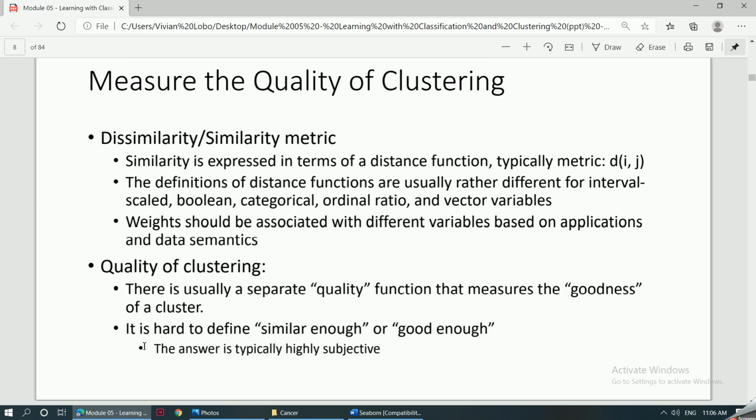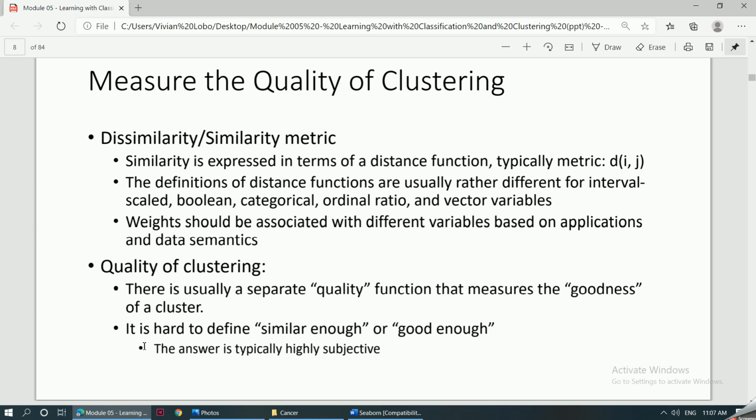Now, these are some of the measures that can be used for identifying the quality of clustering. So we have a similarity or dissimilarity matrix. Similarity is always expressed in terms of a distance function, which is nothing but d of i and j. You will have a data point which lies at the intersection of i and j values in a graph. From there we can find out the distance measure and calculate the similarity.